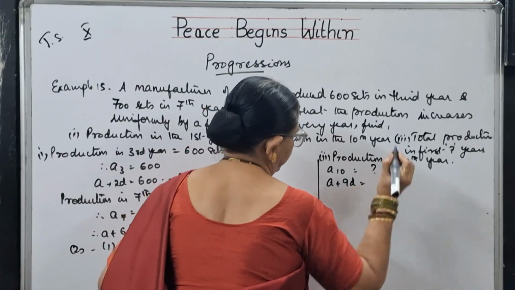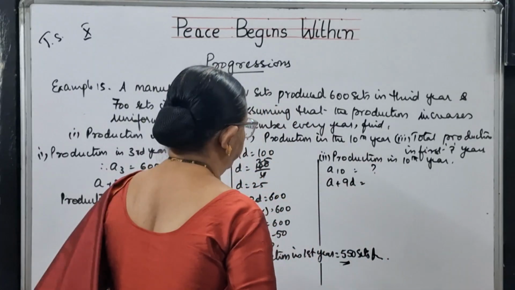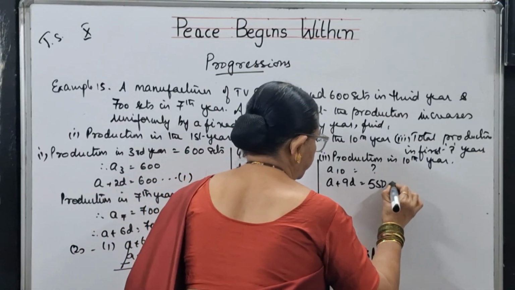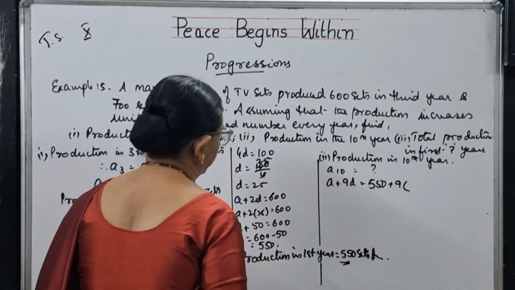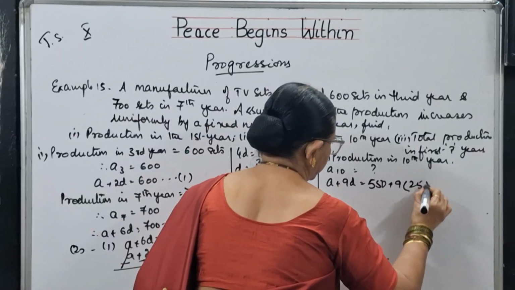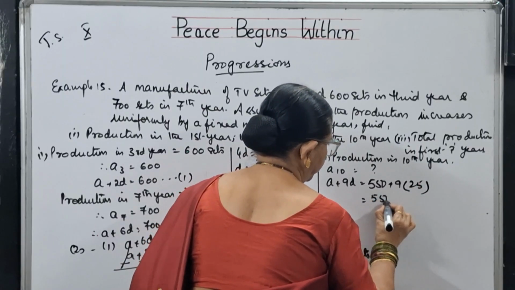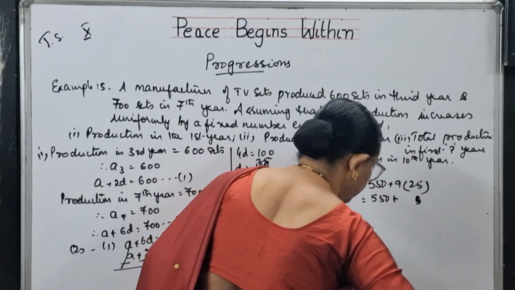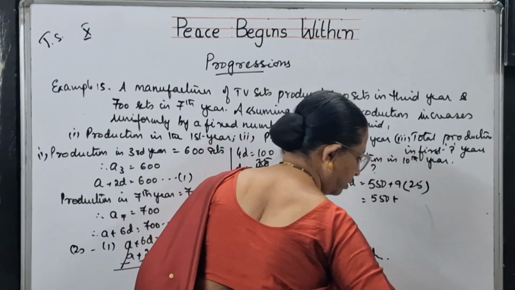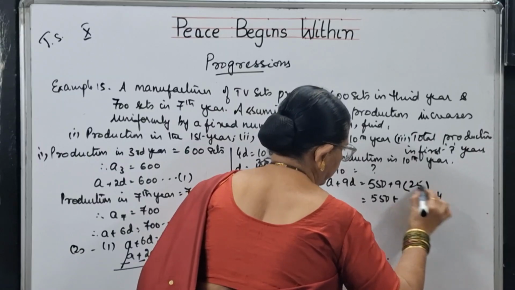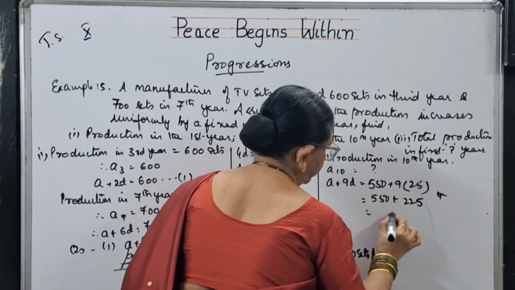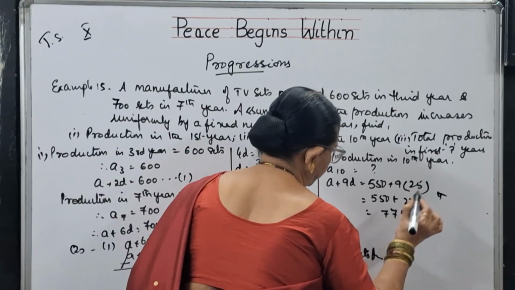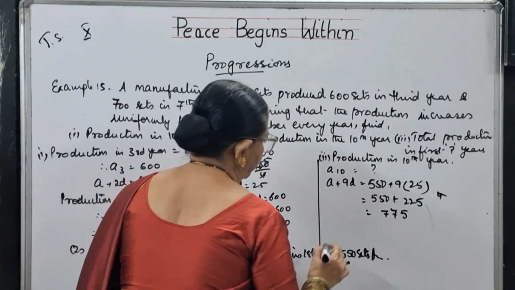A10 is A plus 90. A plus 90 is equal to A is 550 plus 9 into D is 25. So 550 plus 9 5s are 45. This is 5 here. 4, 18, 22. So how much you are getting? 5, 5 to 7 and 7. 775.